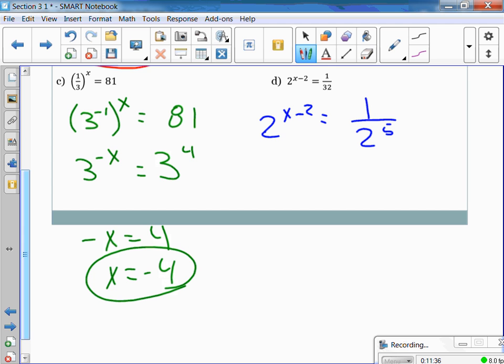So then having to bring the 2 to the top, the numerator, again, that's the same thing with that negative exponent. It brings my denominator to the numerator or the numerator to my denominator. So that would be the same thing as saying 2 to the negative 5th. So here we come up with x minus 2 equals negative 5, or x equals negative 3.